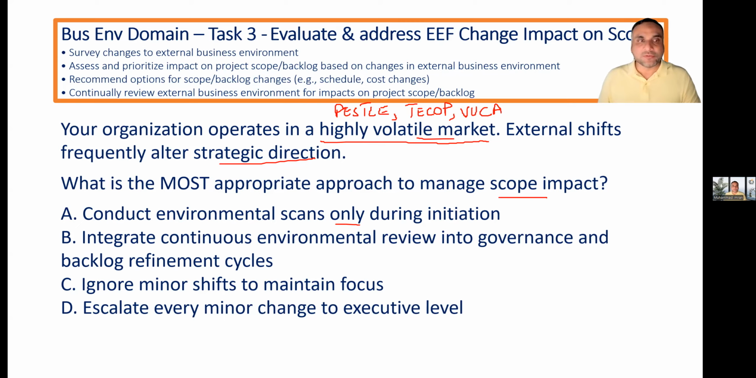Ignore minor shifts. Escalate every minor change to executive level. Surely compliance will never be ignored. They have hired you to do this. Why will you keep reaching to them? So better answer is yes, B. So keep highlighting these words. That will help you to answer the question easily.